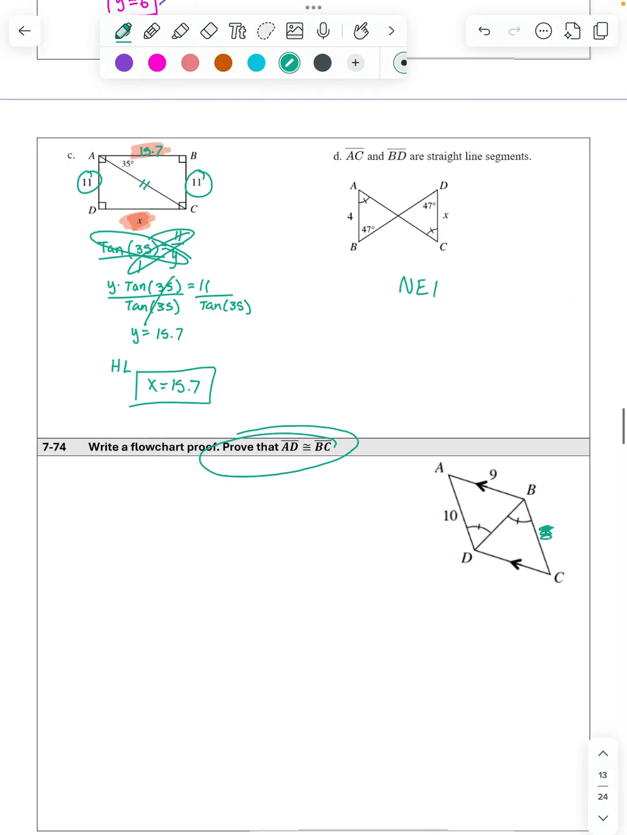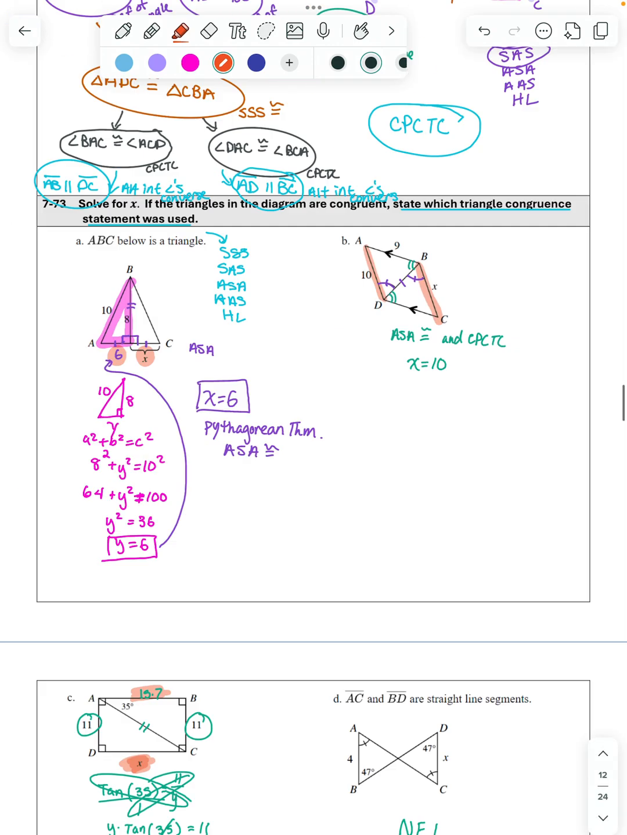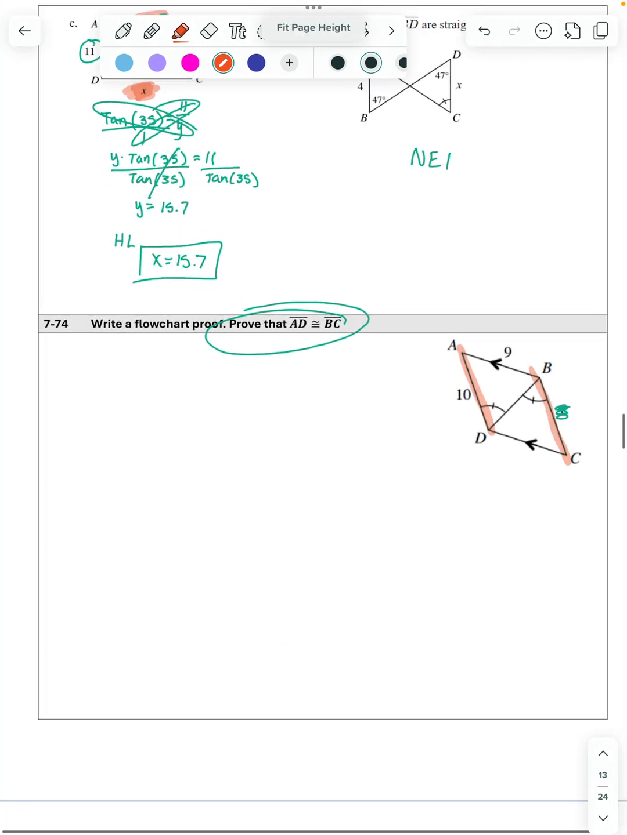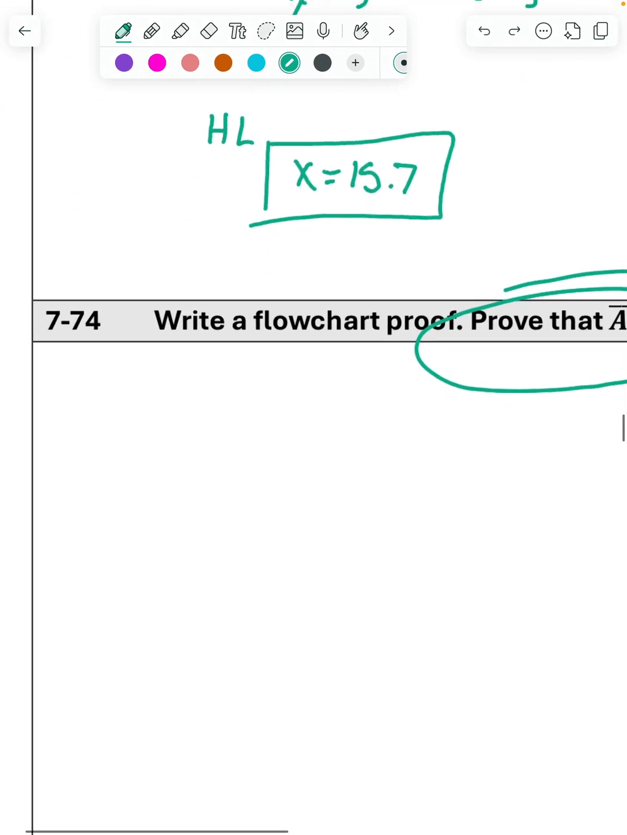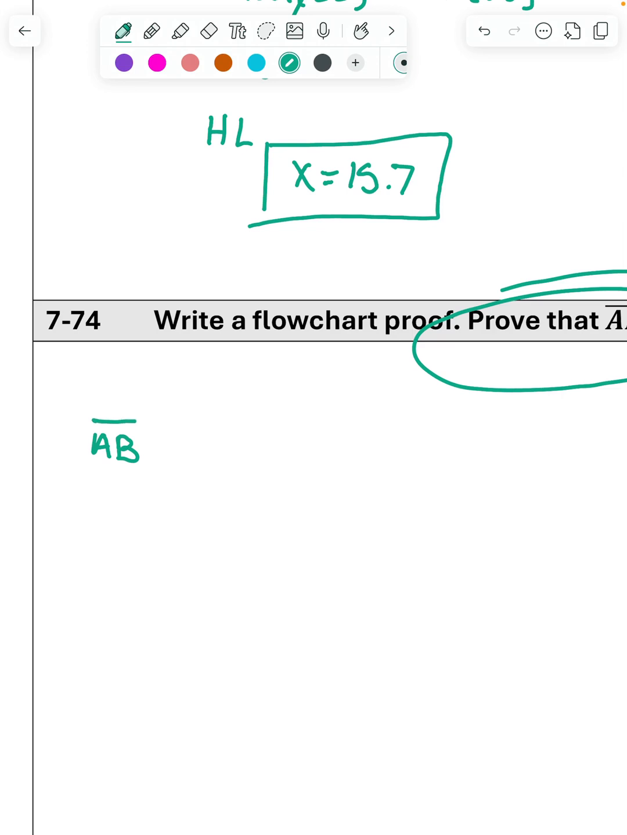So I'm going to cross out that X. We're not trying to solve for that. We are trying to prove that AD is congruent to BC. We did that algebraically, but now we're going to write a proof for it. So one thing that I'm going to start with is the things that I am given. So I have some arrows here on AB and DC, which means that they're parallel. So I'm going to go ahead and write that information down. Side AB is parallel with side CD. And that was given to me.